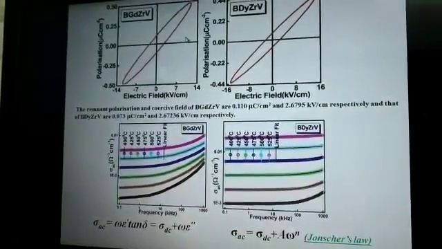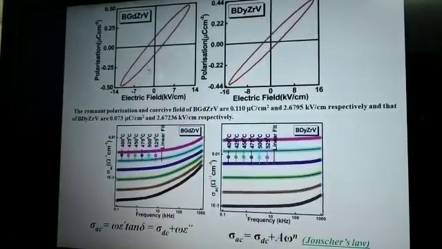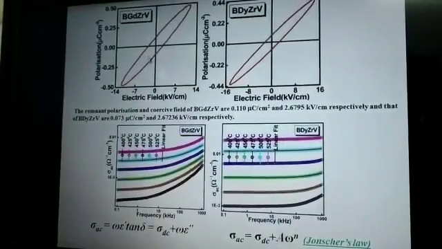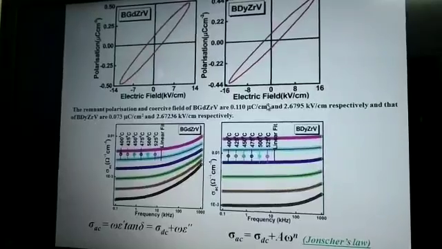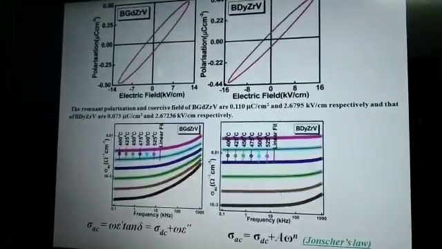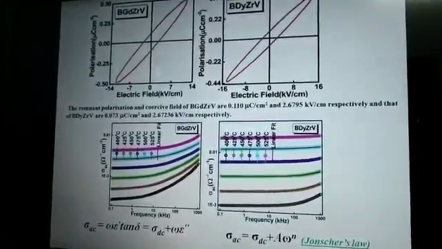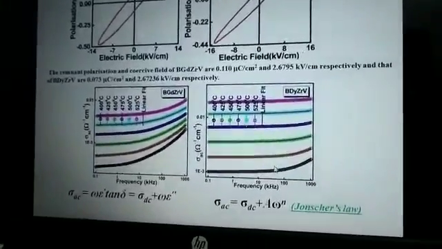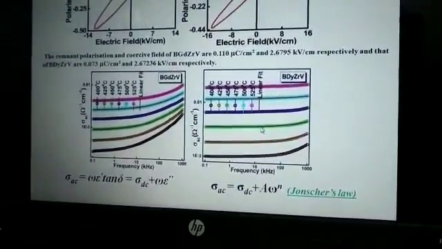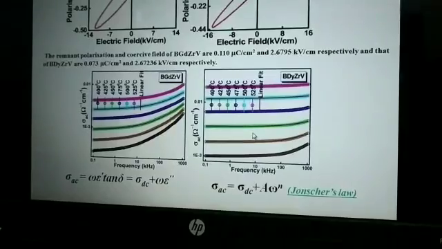This is the room temperature hysteresis loop, and it is observed that BGdZrV possesses a higher value of remnant polarization. This is the frequency dependent conductivity curves, which is well fitted with Jonscher's power law, and here we have calculated the value of the frequency exponent.